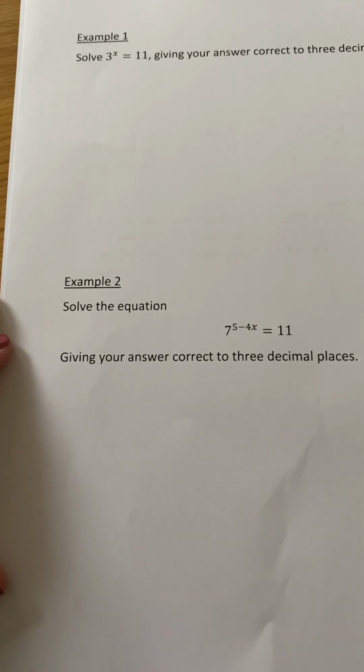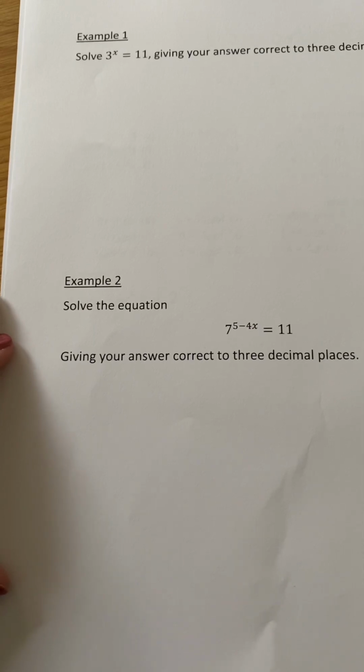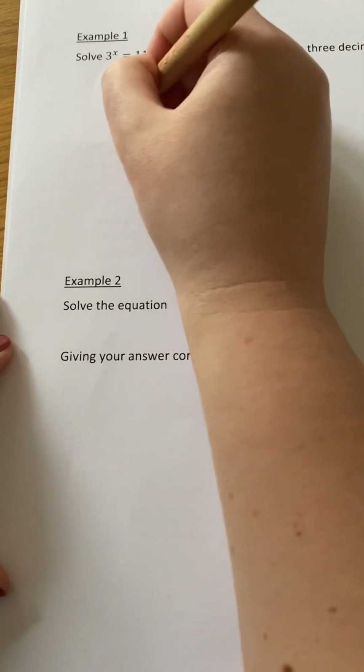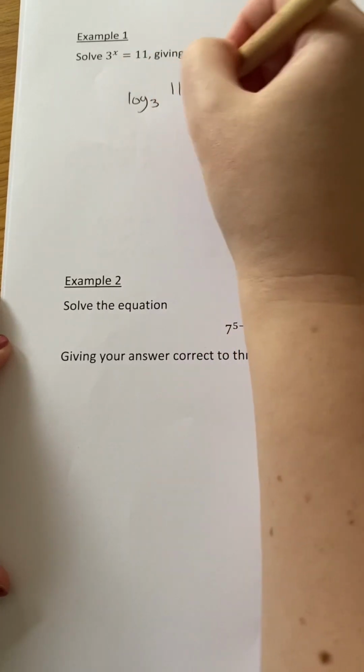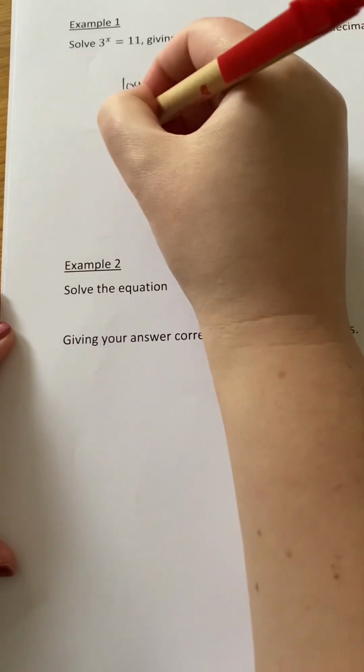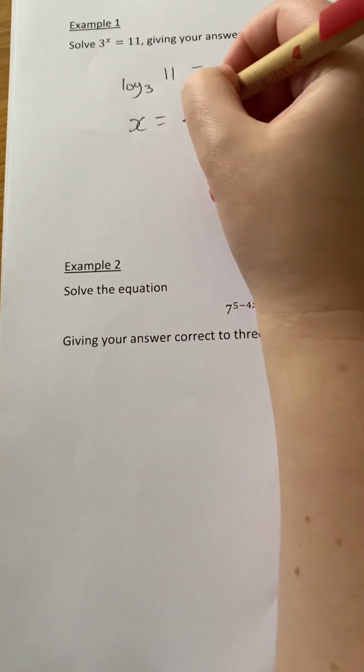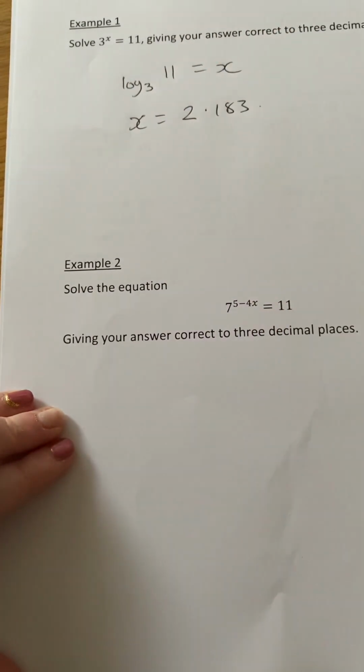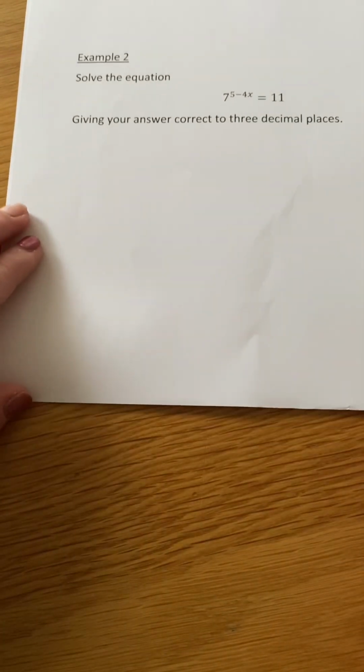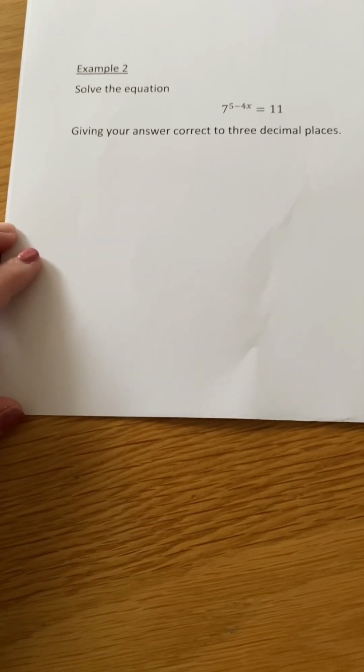Solving equations using logs. So you've got your first question, 3 to the power of x is equal to 11. The first thing we need to do is convert that mathematical sentence into logs. So we'll say log base 3 of 11 is equal to x. That's a nice and easy one. You can plug that straight into your calculator. So x will give you 2.183. Okay, happy days.